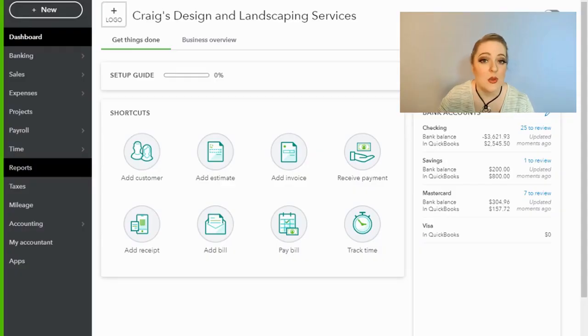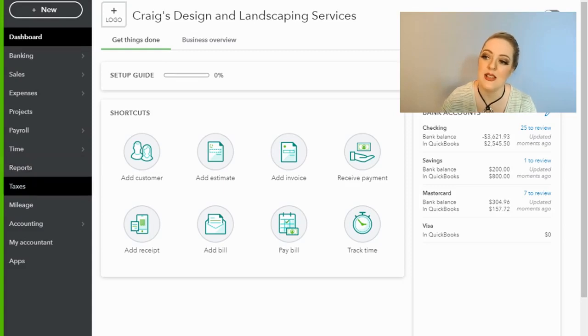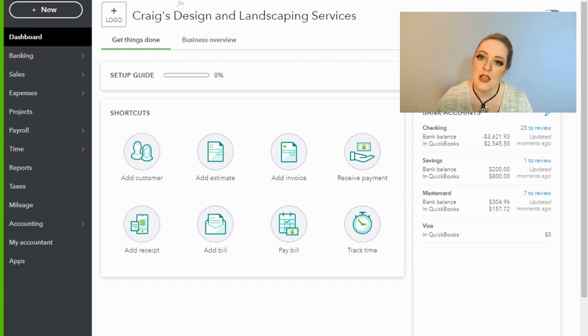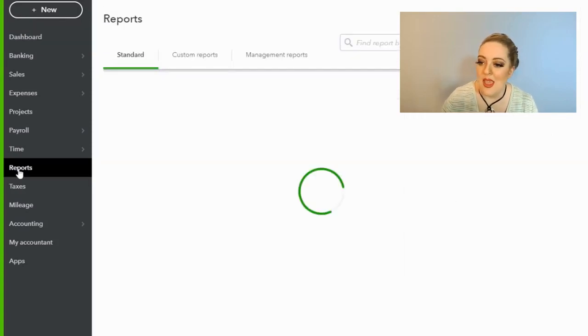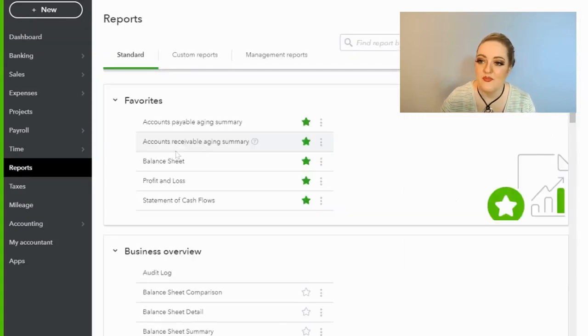So I'm going to go ahead and get my screen shared with you so that we can jump in and look. As always, I'm going to use my disclaimer. Craig's Design and Landscaping Services is a sample company provided by QuickBooks. It is not a client of Pixel. None of the data in here has anything to do with any of the Pixel clients. It's completely fictitious. So that's my disclaimer. And with that, we're going to jump right in to our reports and into the statement of cash flows.